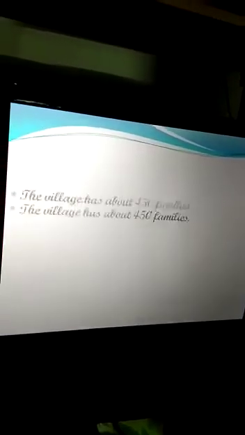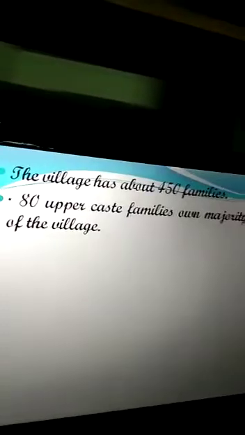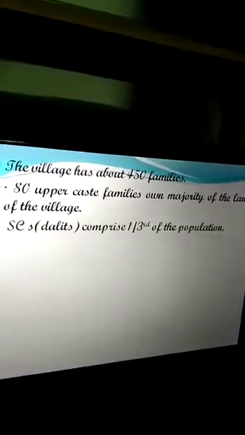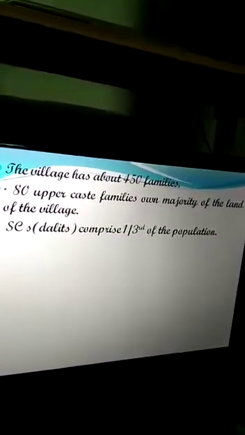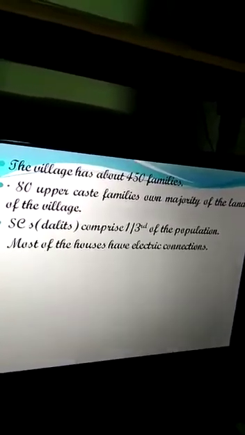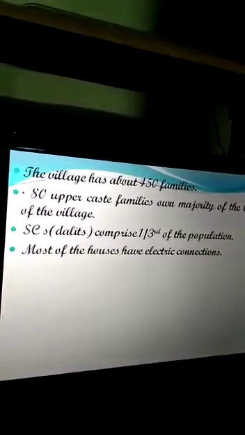Next, the detailed description of the village. The village has about 450 families. Among them, 80 upper caste families own the majority of the land of the village. The scheduled caste, who are called Dalits, comprise one-third of the population. Most of the houses have electric connections.